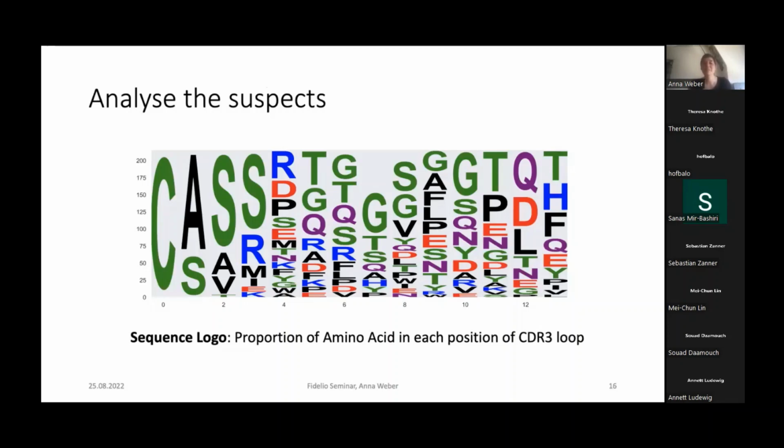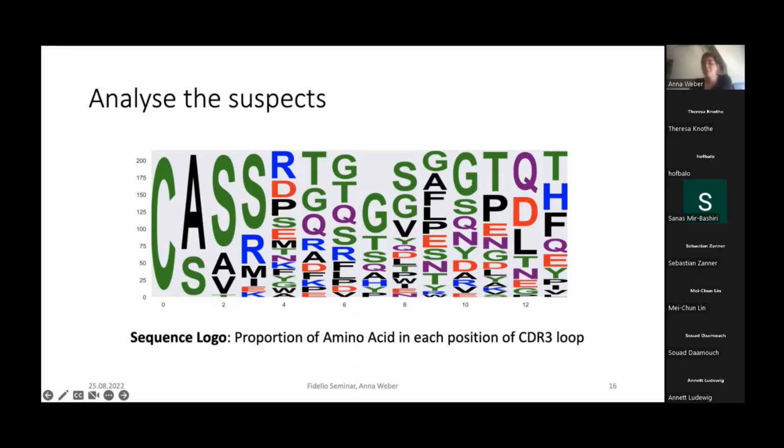That's the region where there's a lot of diversity. You can see in this sequence logo that they really are quite diverse. The size of the letters shows what proportion of receptors have this amino acid in this position. There's a very conserved position at the beginning, which is how we define the start of the CDR3 loop. There's always a cysteine here. Then, especially towards the middle, there are a lot of different possibilities.